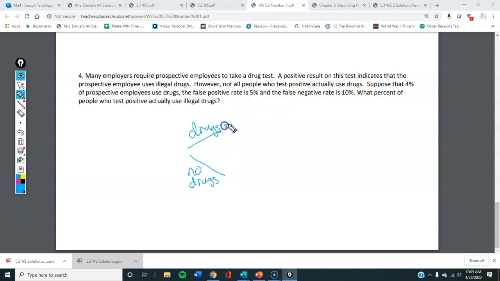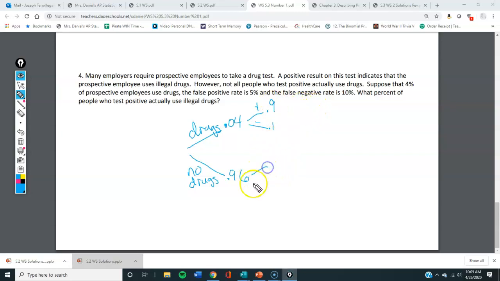About 0.04, or 4%, of people use drugs. 0.96 don't. Now, if you're a drug user, you're going to have positive or negative tests. If you're on the drugs, your chance of a negative test, a false negative, is 0.1. So your chance of a positive is 0.9, a true positive, right?